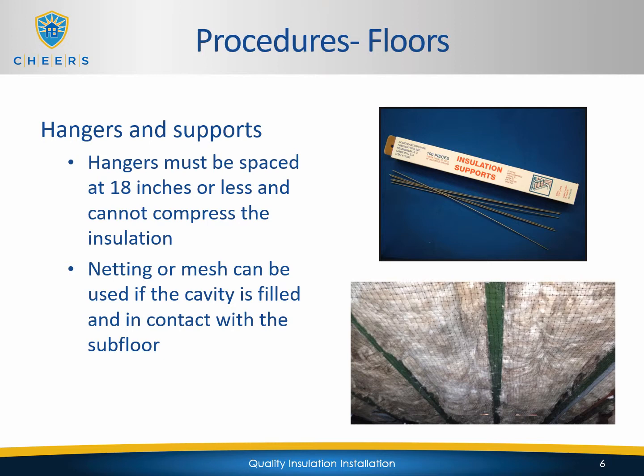Hangers and support. Hangers must be spaced at 18 inches or less and cannot compress the insulation. Netting or mesh can be used if the cavity is filled and in contact with the subfloor. So in the top picture, you can see the hangers that we're talking about, and then the bottom is a good example of a net installation that's holding up the insulation in the subfloor.